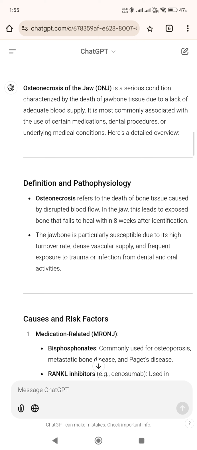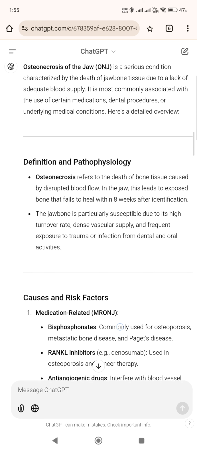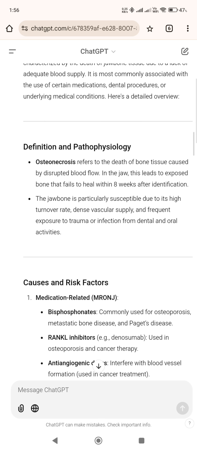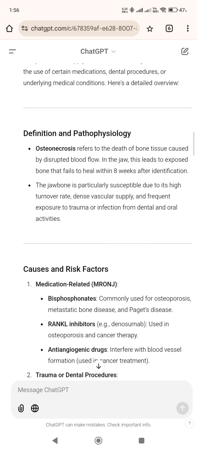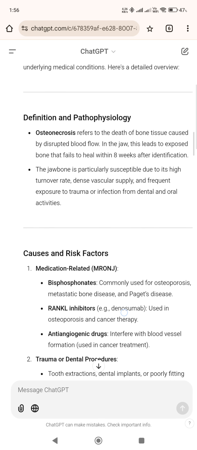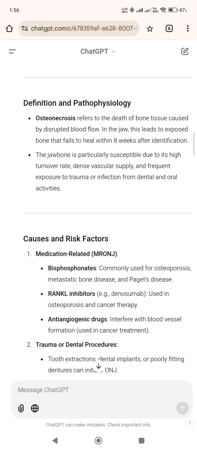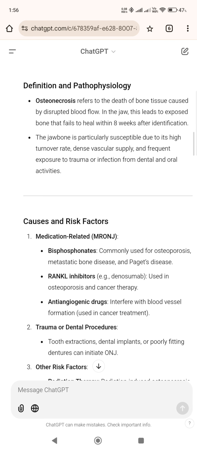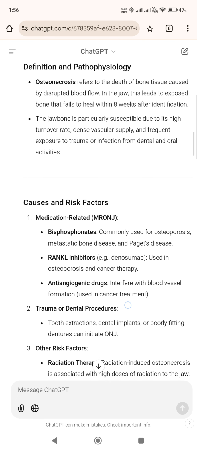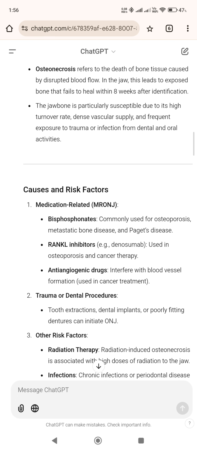Definition and pathophysiology. Osteonecrosis refers to the death of bone tissue caused by disrupted blood flow. In the jaw, this leads to exposed bone that fails to heal within 8 weeks after identification. The jawbone is particularly susceptible due to its high turnover rate, dense vascular supply, and frequent exposure to trauma or infection from dental and oral activities.